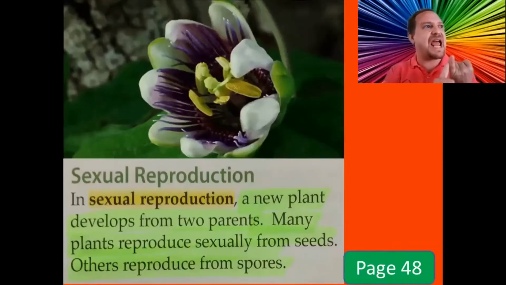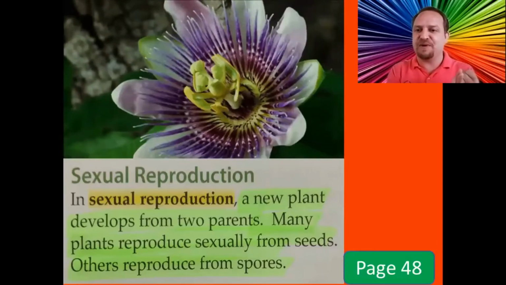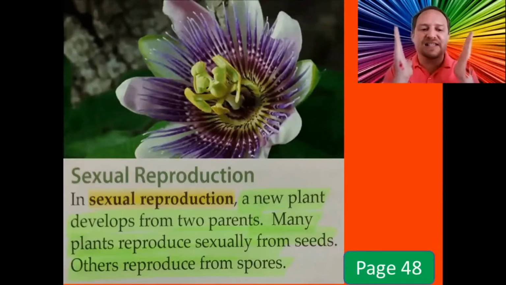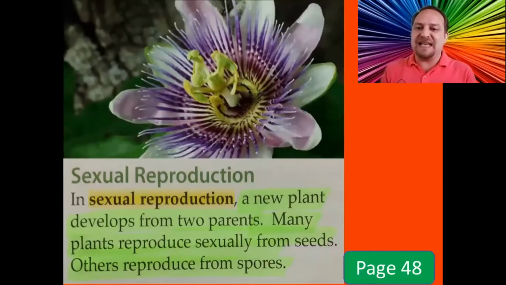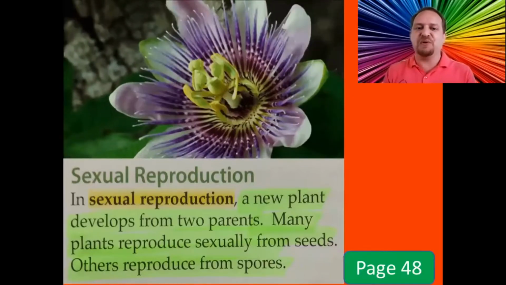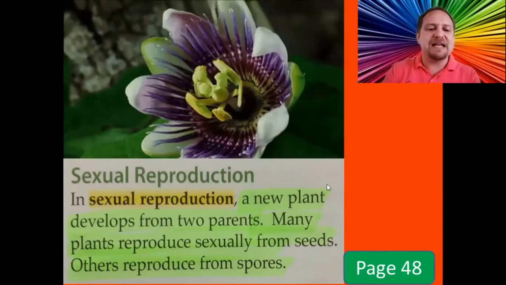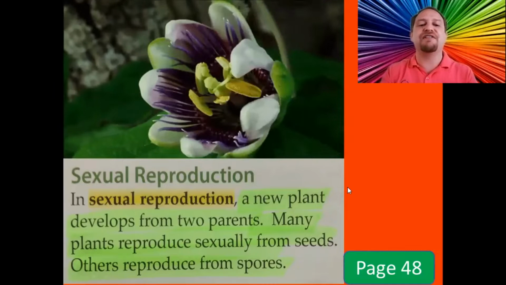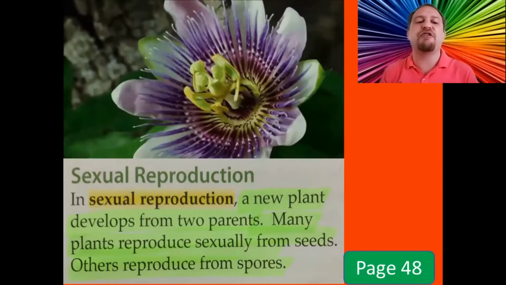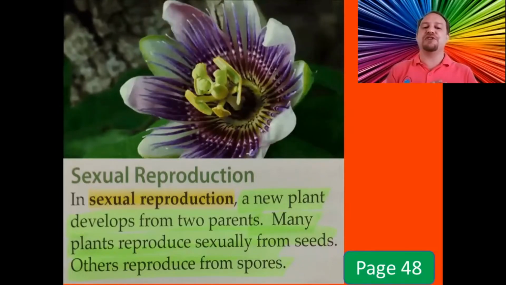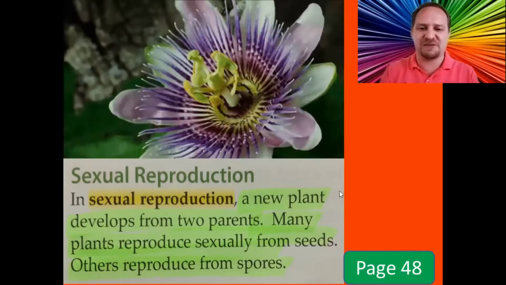So we just looked at asexual reproduction, we looked at vegetative propagation, didn't we, when people make plants. This is sexual reproduction, when animals such as bees and butterflies, bats also, who are very good pollinators, help to create new plants, okay? In sexual reproduction, a new plant develops from two parents. Many plants reproduce sexually from seeds. Others reproduce from spores. Okay, this is on page 48 in the textbook.